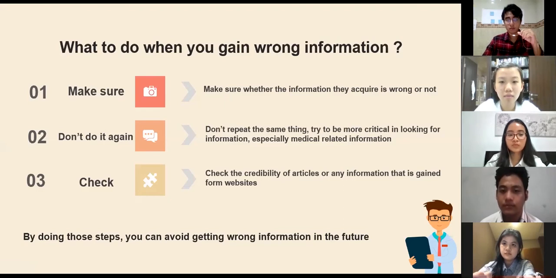Be more critical when looking for information, especially medical ones. A general rule is to check the credibility of sources of information before consuming them. By doing these steps, we can avoid being misled by wrong information.